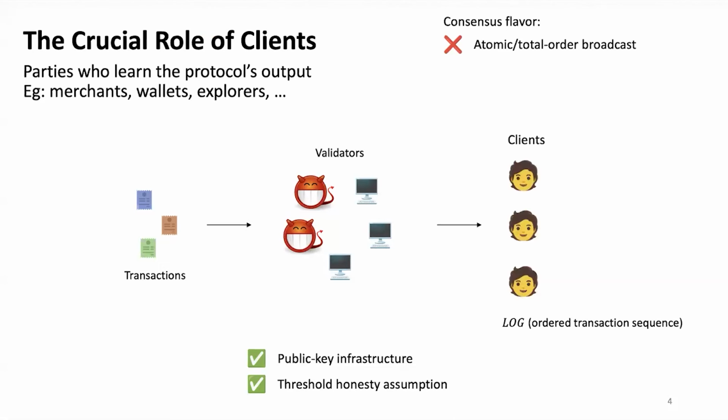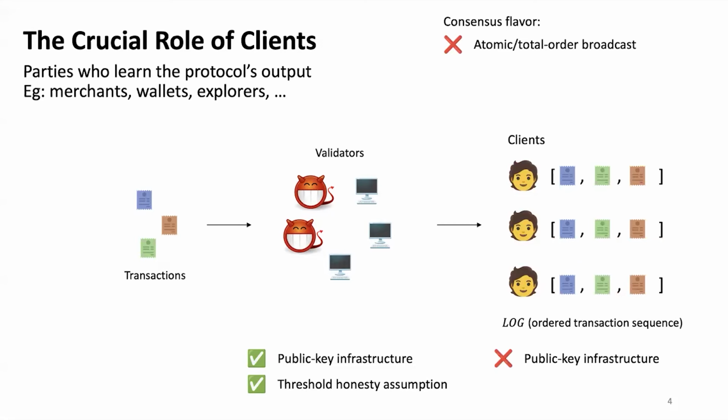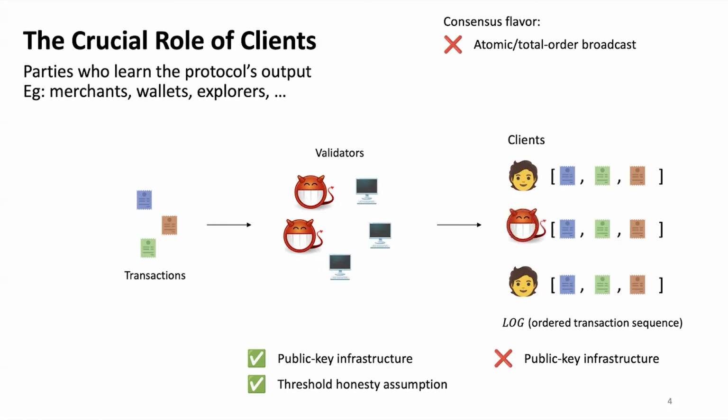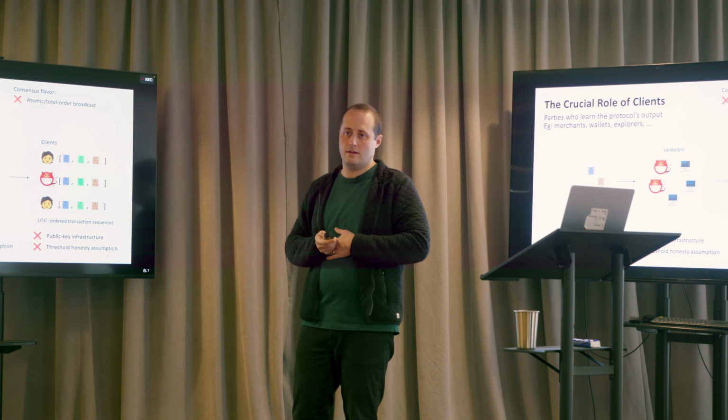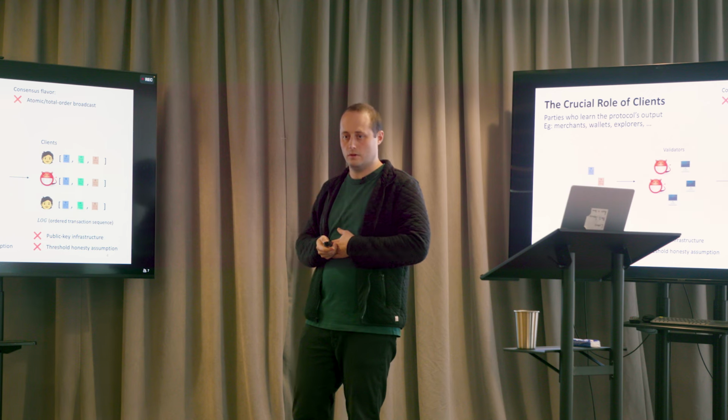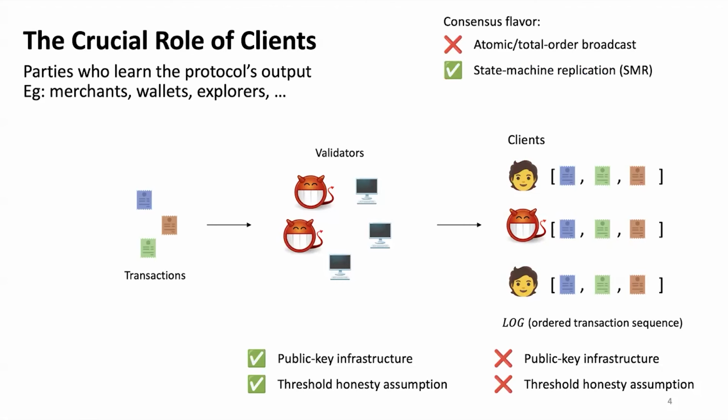So really there's another category of entity, namely clients, and it's actually the clients who are outputting these logs. The thing about the clients is we have no public key infrastructure on them, meaning we don't know how many there are, we don't know who they are, they cannot sign messages. Some of them may also be malicious, but in particular, we don't have any threshold honesty assumption. For all we know, maybe all the clients are malicious, or most of them. So that's our setup. That is what I call state machine replication consensus.